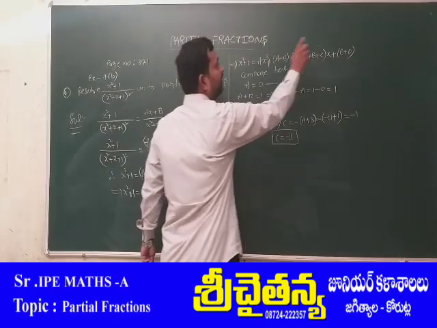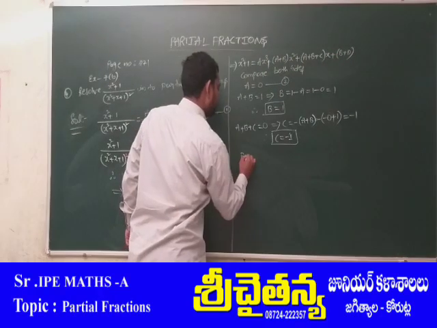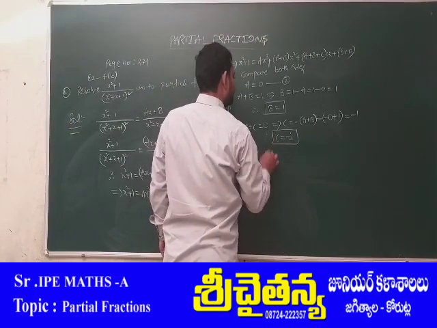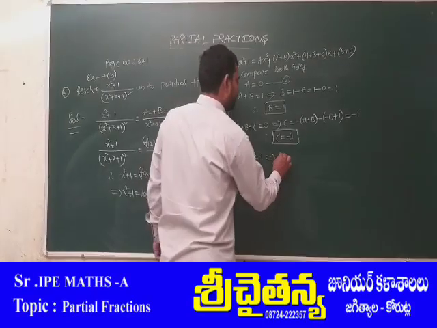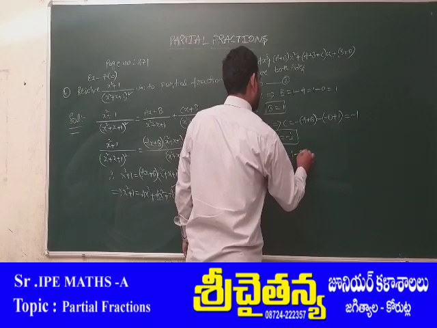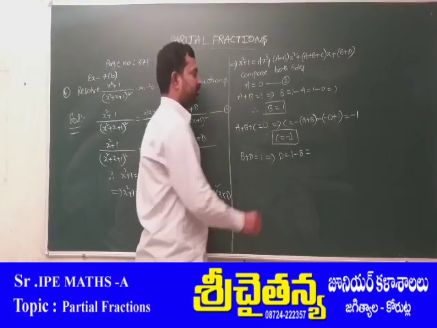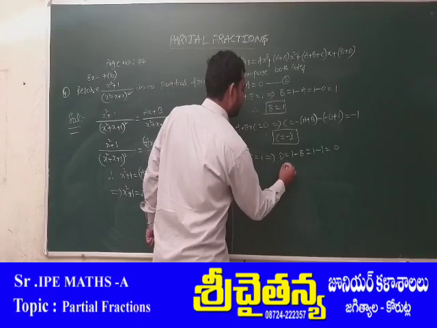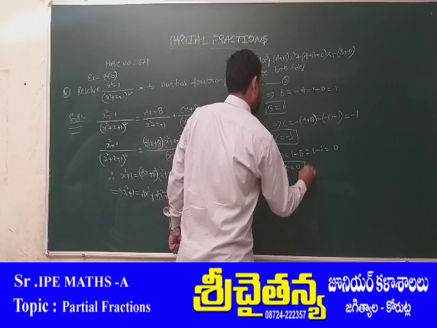Next equate constant terms. Therefore b plus d is equals to, what is the constant value? Here 1. So we know the value of b. That means we should find the value of d equals to 1 minus b. So 1 minus b, 1 minus 1, is equals to 0. Therefore d equals to 0.